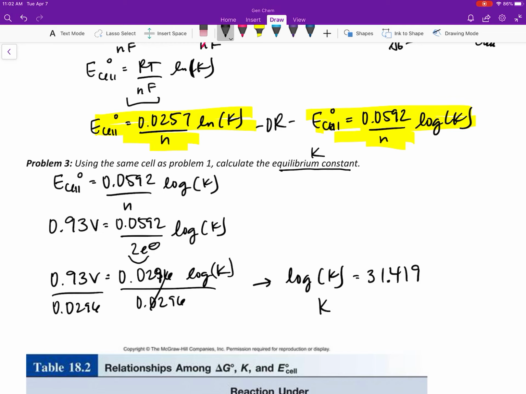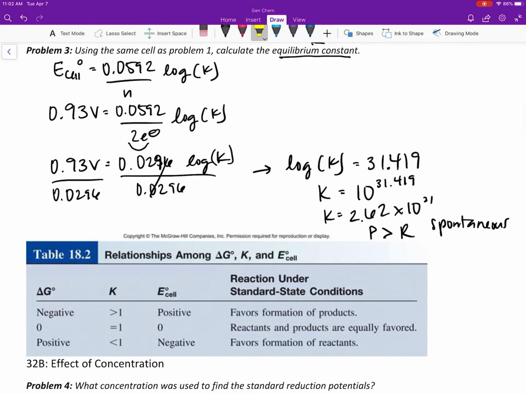And now to get rid of that, I'm going to raise that to the power of 10. And you're going to get a very big number because it's a very big exponent. And K is roughly 2.62 times 10 to the 31st, which means products are heavily favored over reactants, which suggests that it's spontaneous in the forward direction, which agrees with everything else we have seen up to this point and agrees with the information in the table.